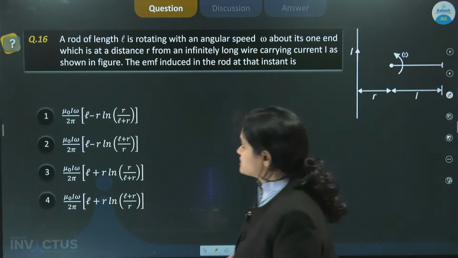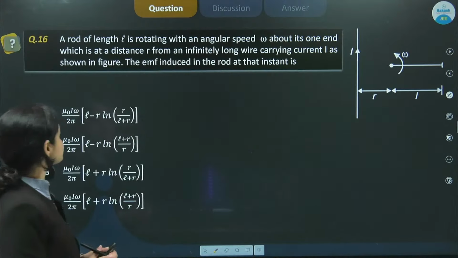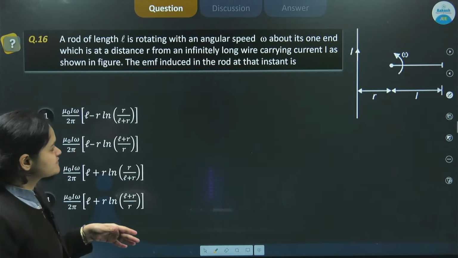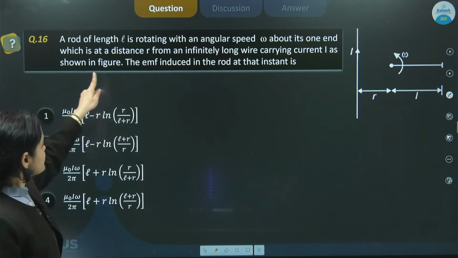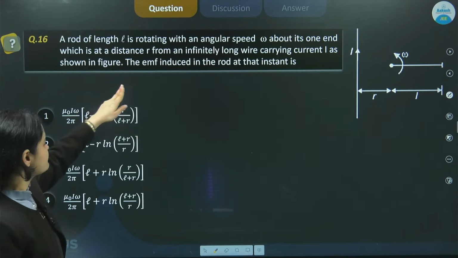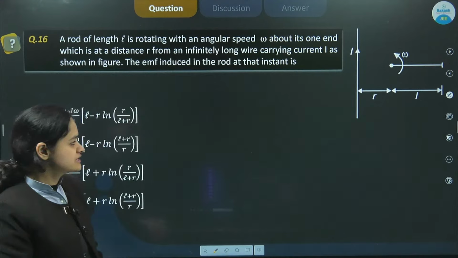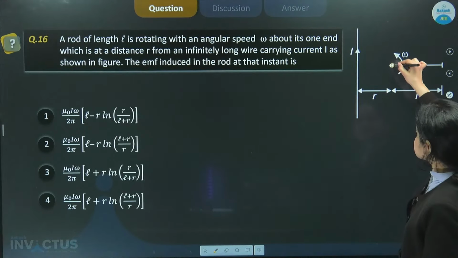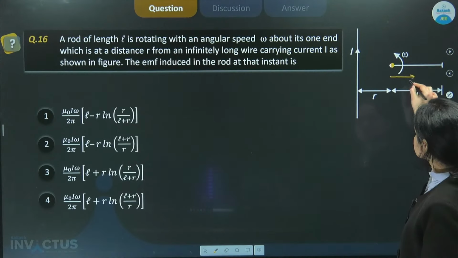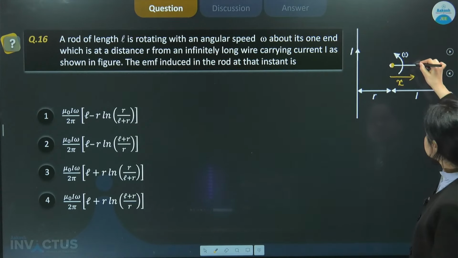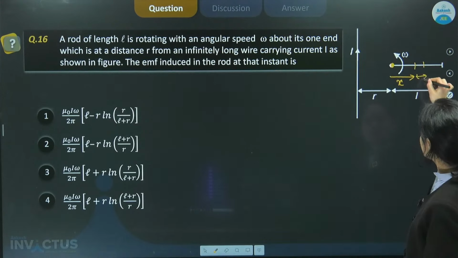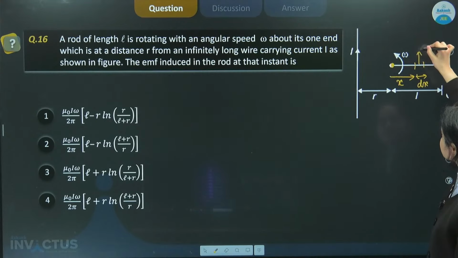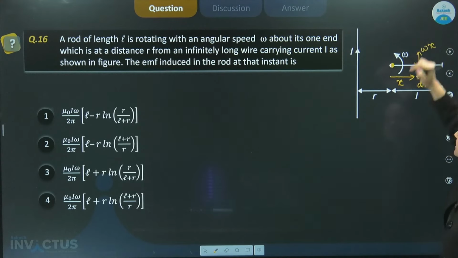अब आते हैं question number 16 पे. So see, it says that the rod of length L is rotating with an angular speed omega. Okay. आपको distance दिया है r. We have to find out the EMF induced at this moment. Okay. So at this moment, you can see, since this is the center of rotation, so from this position, if I take any element, a small elemental part of length dx, so जब ये घूम रहा है, so this elemental part will have a velocity omega into x in the upward direction.